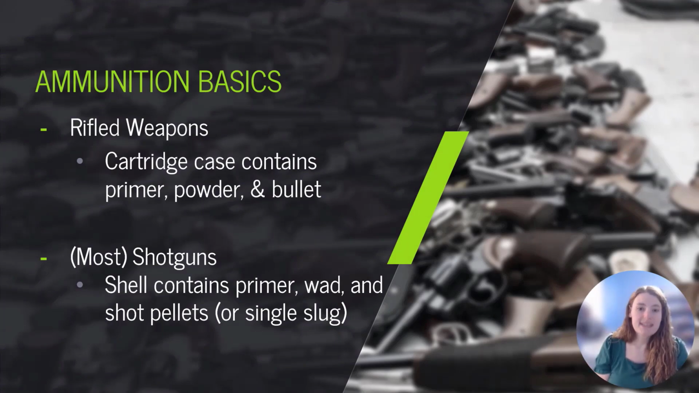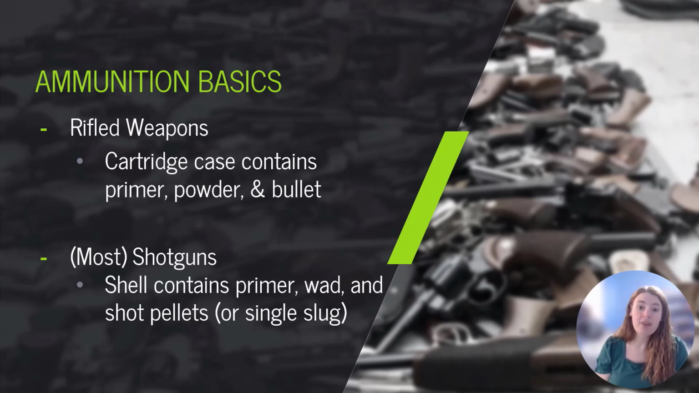In weapons that contain rifling, a cartridge case is fired from the weapon. The cartridge case contains a primer, a powder, and the bullet. When the cartridge case is hit by the firing pin inside the weapon, the primer will spark, which in turn will ignite the powder, resulting in the expulsion of the bullet through the barrel of the weapon. The cartridge case itself remains within the weapon unless it's ejected either by hand or automatically ejected, depending on the type of weapon. Shotguns are a little bit unique.